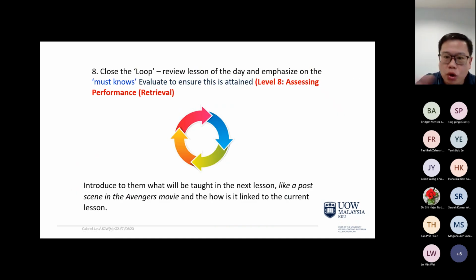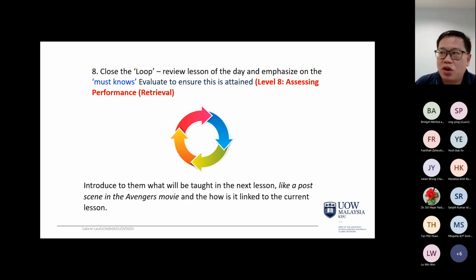Then number 8, close the loop. It is always important. I always say this: we have to close the loop. We always close the loop. Review the lessons of the day and emphasize the must-knows. So we need to review. Okay, students, at the end of today, we have completed our lesson. This is what you have learned, and these are the critical parts, the must-knows.